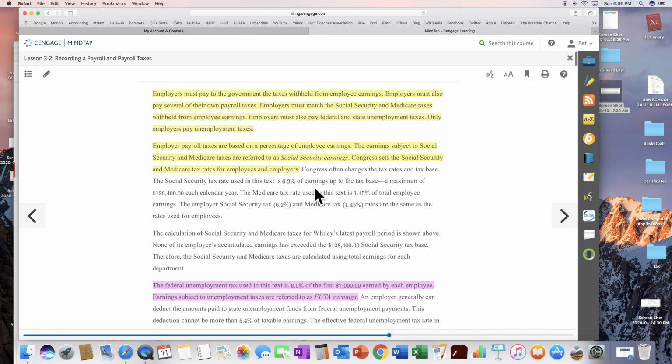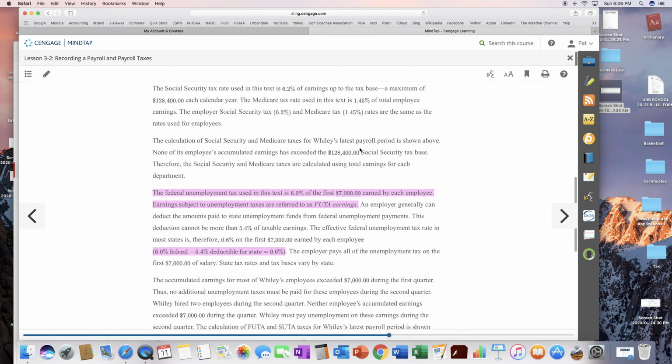When we get to these types of taxes, employer payroll taxes sometimes are based on a percentage: Medicare, Social Security. We talked about these last time. Social Security tax rate is 6.2% of your earnings up to the tax base of $128,400. I didn't highlight this because this is all from last chapter, but it's a good reinforcement. Medicare is 1.45%.